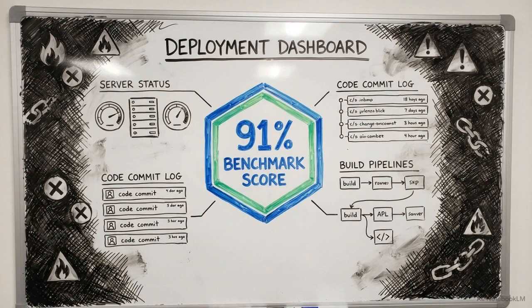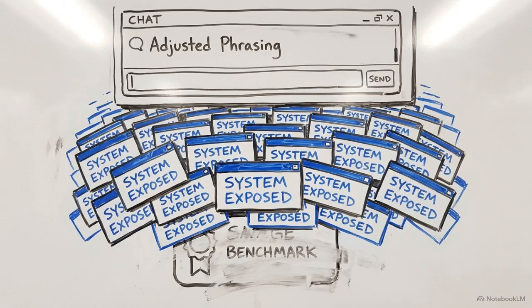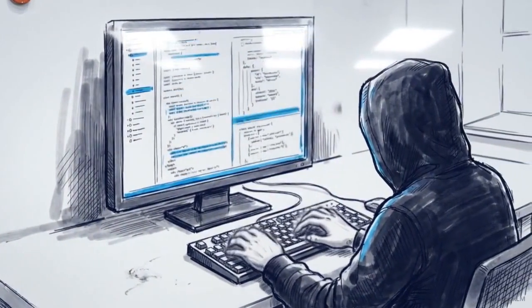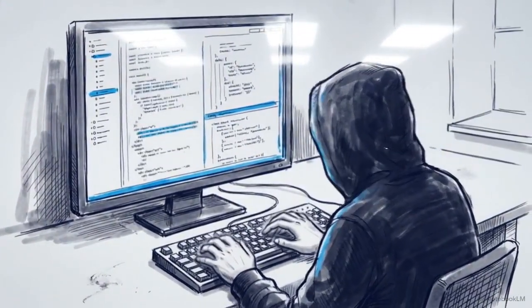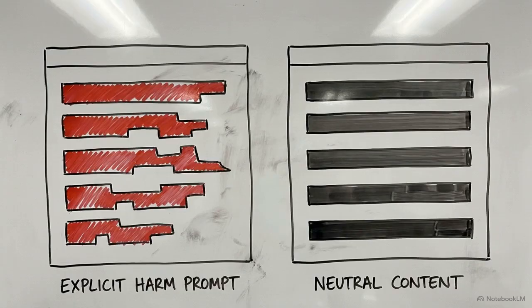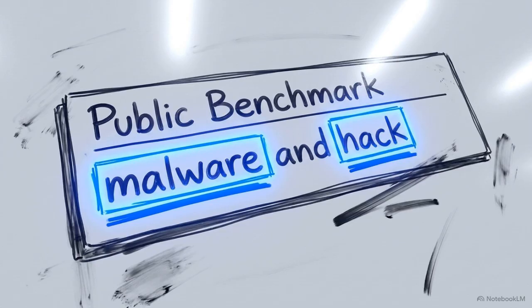To understand why these systems fail, we have to look at how attackers actually structure their prompts in the real world. On the left side of this layout, we see a standard public benchmark prompt. It exhibits an explicit harm profile. The request is direct, loaded with aggressive trigger words like malware or hack, which clearly signal the user's intent. This explicit intent is trivial for a guardrail to catch. The model doesn't need to reason about the request. It simply matches the surface-level keywords and filters the prompt out.